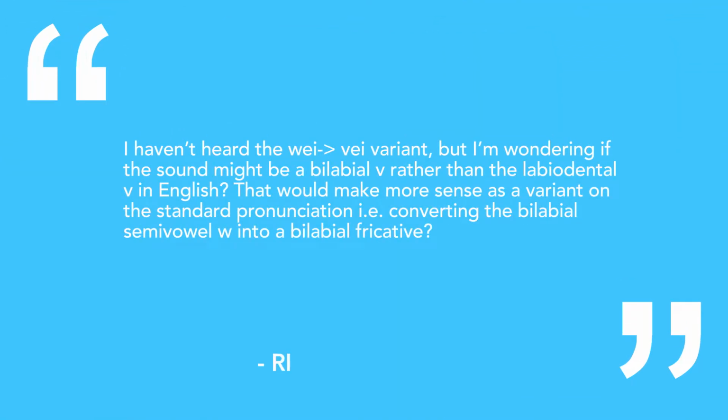So the next couple of comments are from Rick, and they are rather technical questions about pronunciation related to the northern dialect. So let's have a look. Rick says, I haven't heard the vei variant, but I'm wondering if the sound might be a bilabial V rather than a labiodental V in English. Wow. Okay, so I'm guessing bilabial, you mean like both lips together, and labiodental as in like lip touching the tooth. That's my guess, right? Now, a bilabial V would be a W, right? That's what it seems like to me.